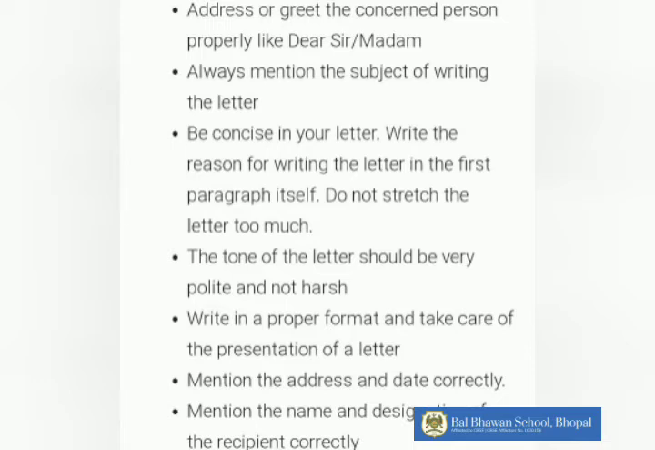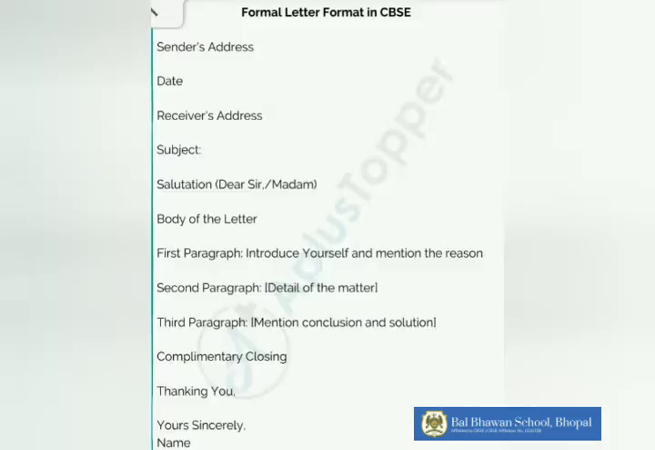Write in a proper format and take care of the presentation of the letter. Mention the address and date correctly. Mention the name and designation of the recipient correctly. Let's see the format of a formal letter.